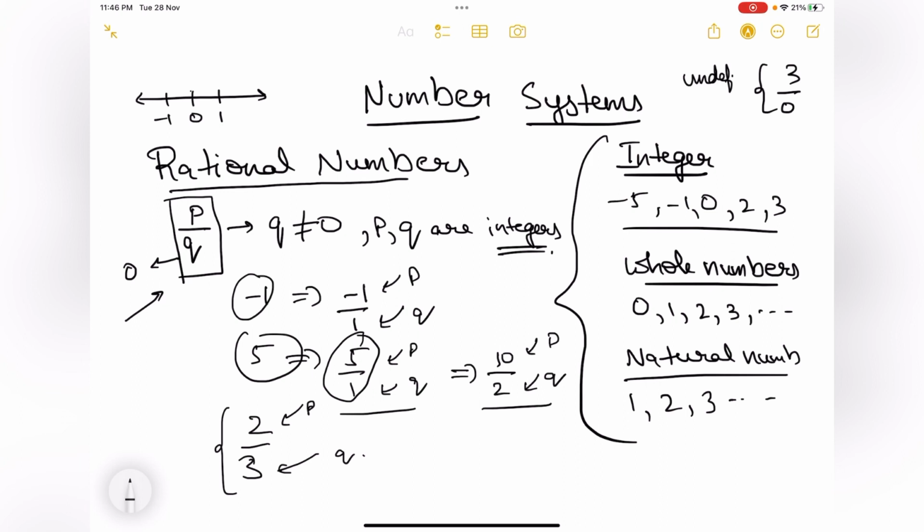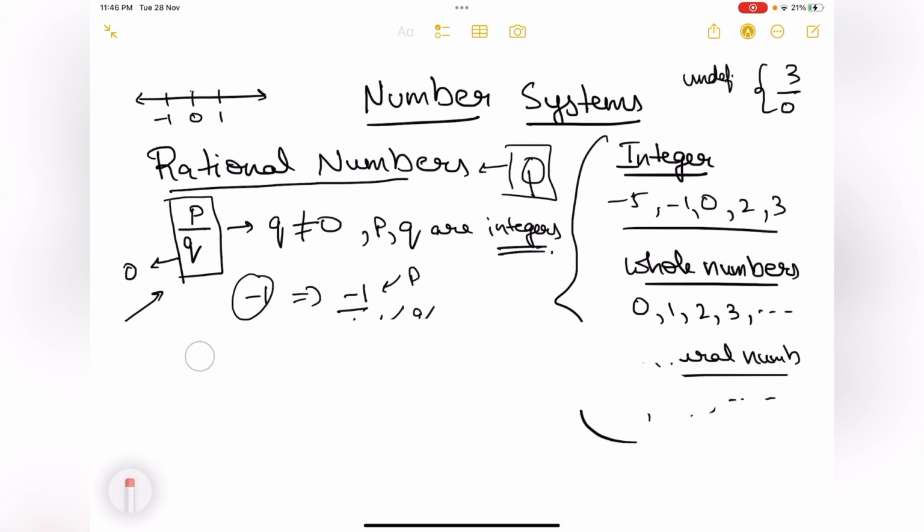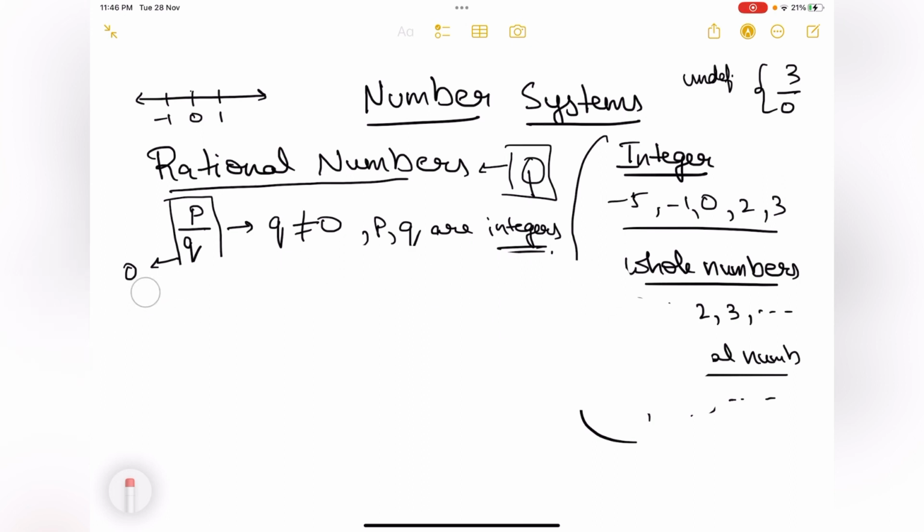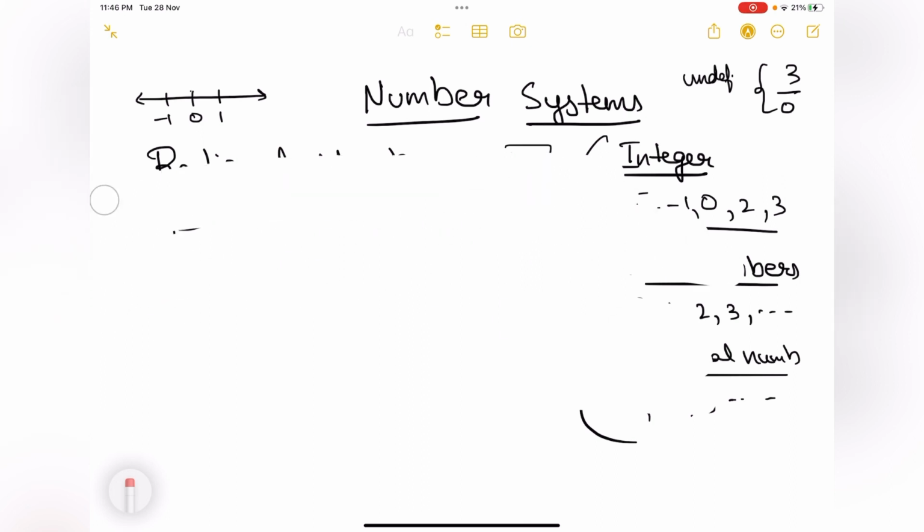Now, the whole set of rational numbers is represented by the letter Q. This is one thing that you need to know. Okay. Now, moving on, let's try to understand the first example that is given in our textbook, right?